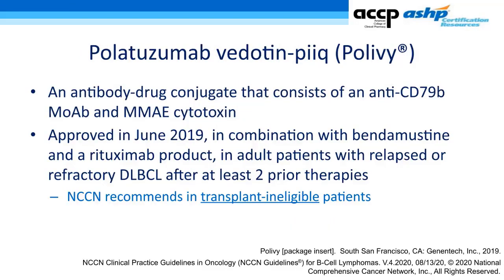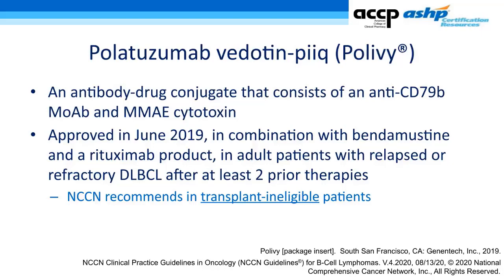In addition, there are several newly approved agents that are indicated in the relapsed and refractory diffuse large B-cell lymphoma setting. The first of these is a monoclonal antibody drug conjugate called Obinutuzumab vedotin. So this is a monoclonal antibody that's anti-CD79B, which is conjugated to a cytotoxin, MMAE.